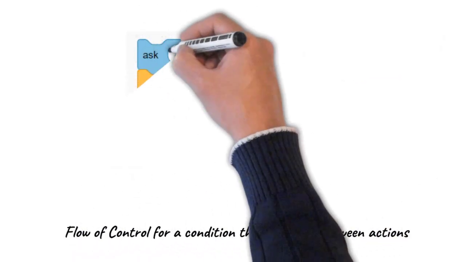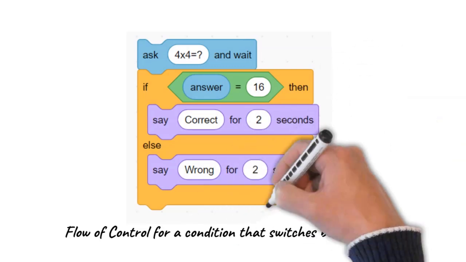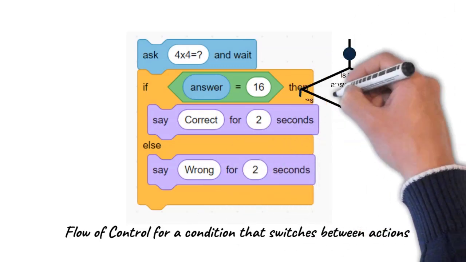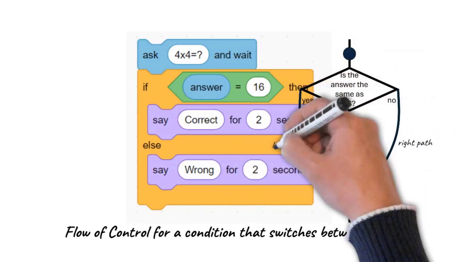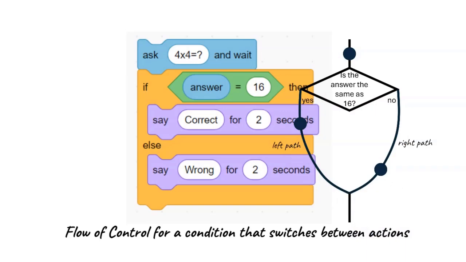Now let's look at the flow of control for a condition that switches between actions. So here what we've got is an if-else programming block. And just like our last example, we've got that dot at the top, which asks the 4 times 4 question. And then we've got our condition: if the answer is the same as 16.